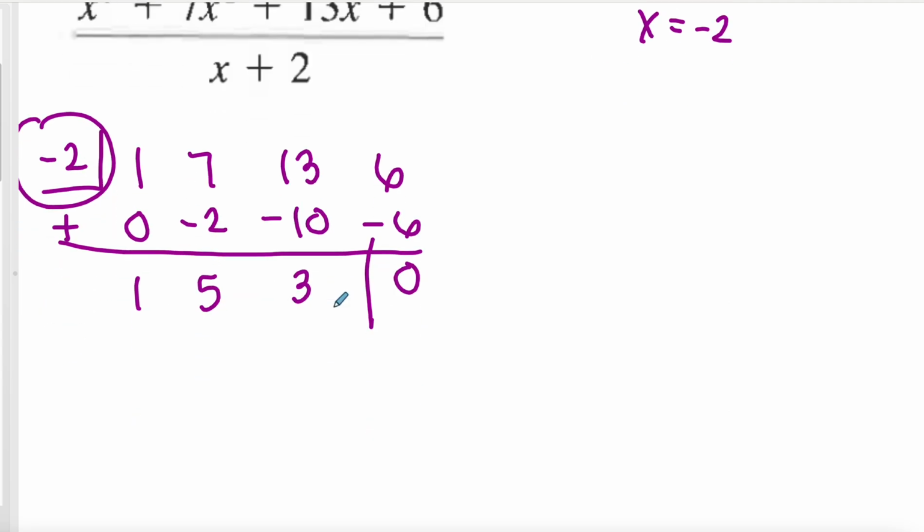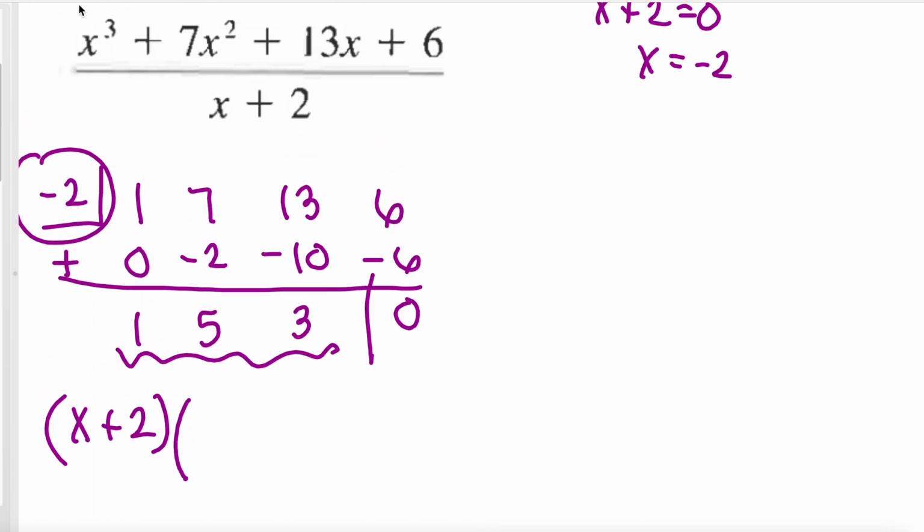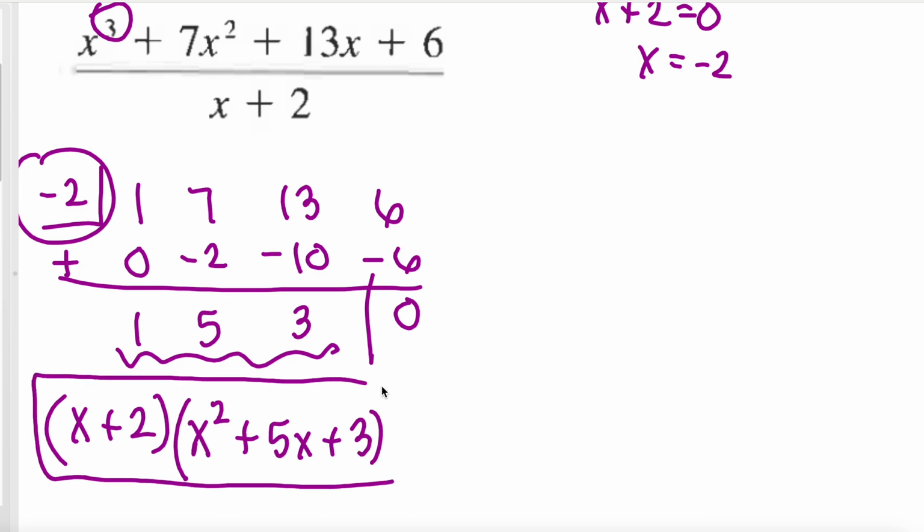And so we have x plus 2 as one of our factors, and then remember this part is where our other factor comes from. And because our problem began with a power of 3, my next part is going to be a power of 2. So I have x squared plus 5x plus 3, and there would be my factored form.